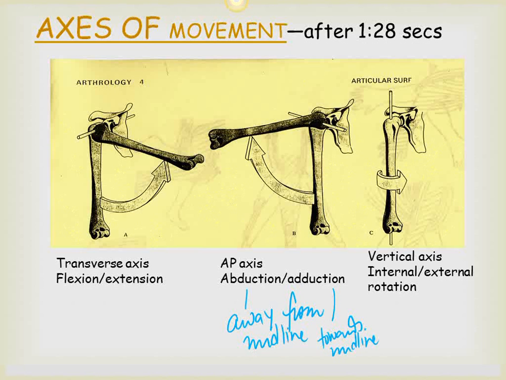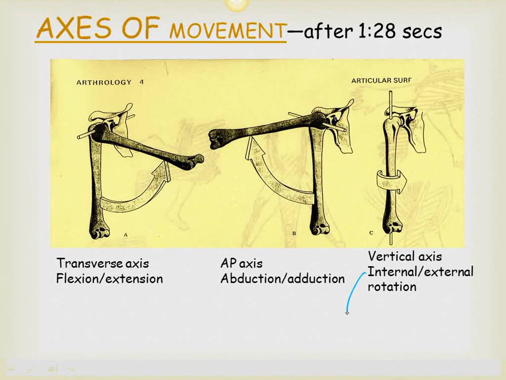Rotation, this is simple. Imagine, you've all seen the Olympics and you've seen someone rotating, especially these ice skaters, going around like that. So they are rotating. So in rotation, you have something known as internal and external. Internal is also called medial, and external is also known as lateral rotation.